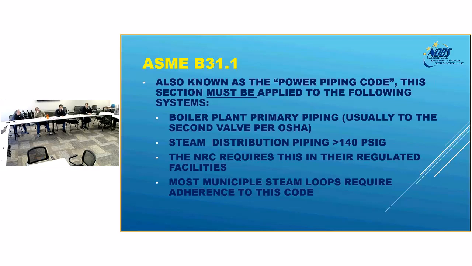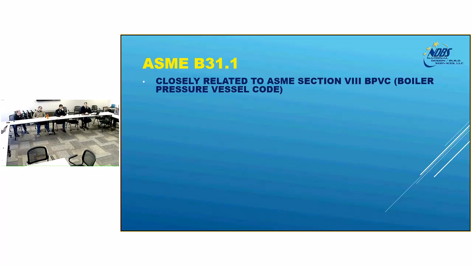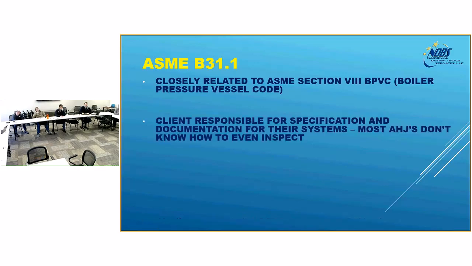When I worked in the power plant, chemical plant, 140 psi was our medium pressure steam system. We had 600 psi steam, which was high pressure, and then we had a 185 psi loop, which was medium pressure for us. So anything on the medium or high pressure had to meet B31.1. You find it a lot on college campuses just from a risk standpoint. They don't want their students getting hurt. This code is closely related to the boiler pressure vessel code.